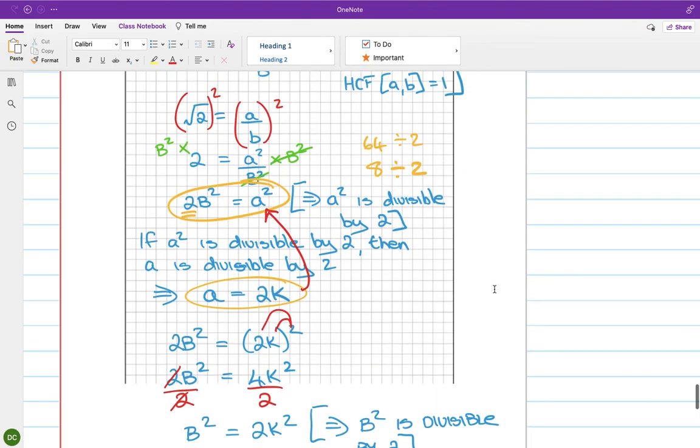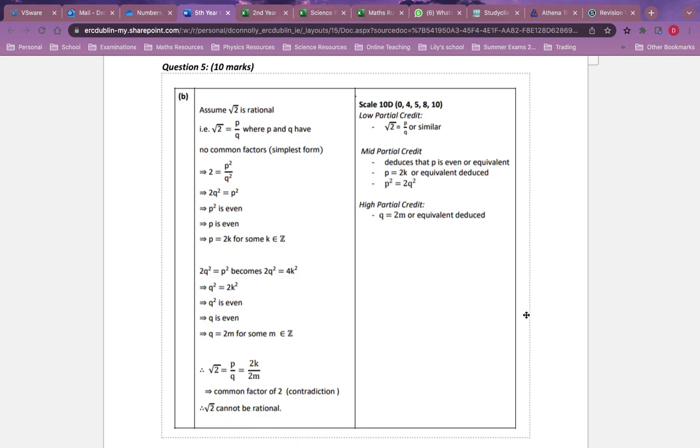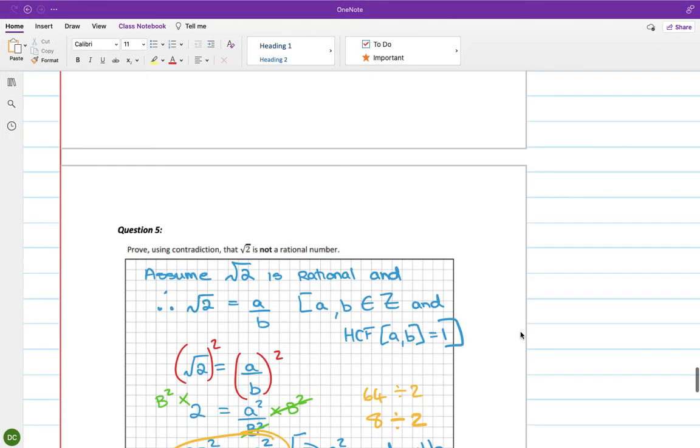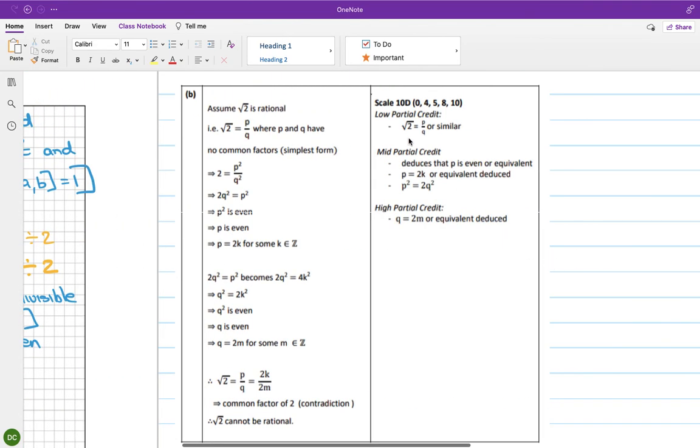Okay, so that's literally word for word the one I gave you in class. I mean, everyone proves these slightly differently. They use even rather than divisible by 2, but same thing. Being even and divisible by 2 is the same thing. Okay, so the thing is there, and you can see how far you got, whether you got a low, a mid, a high, or hopefully full marks.